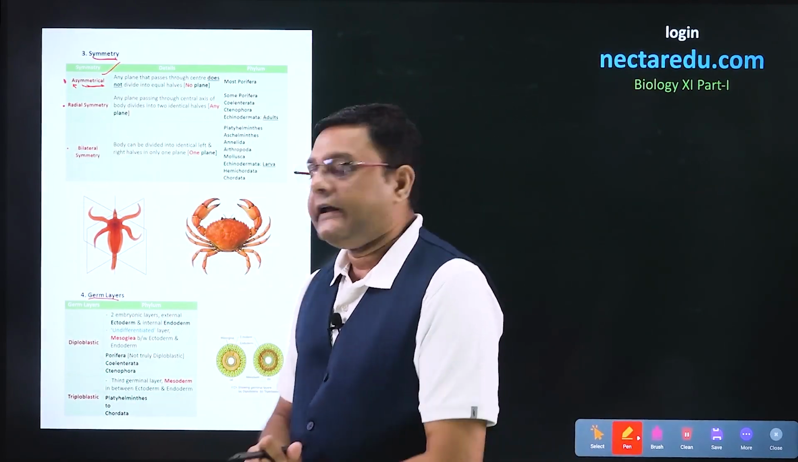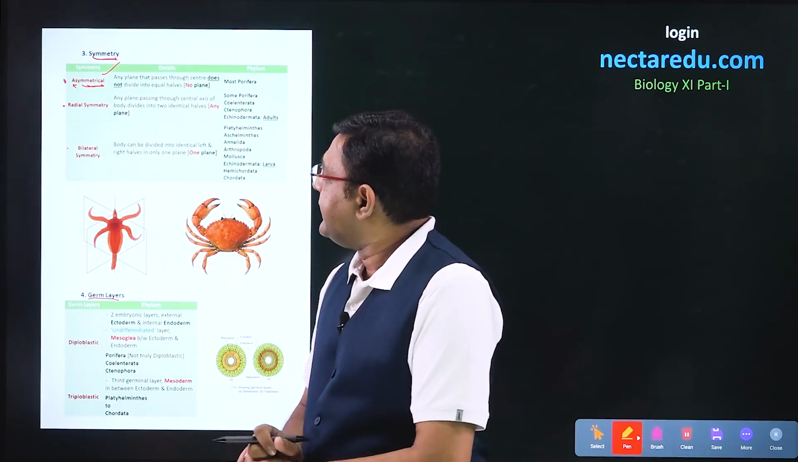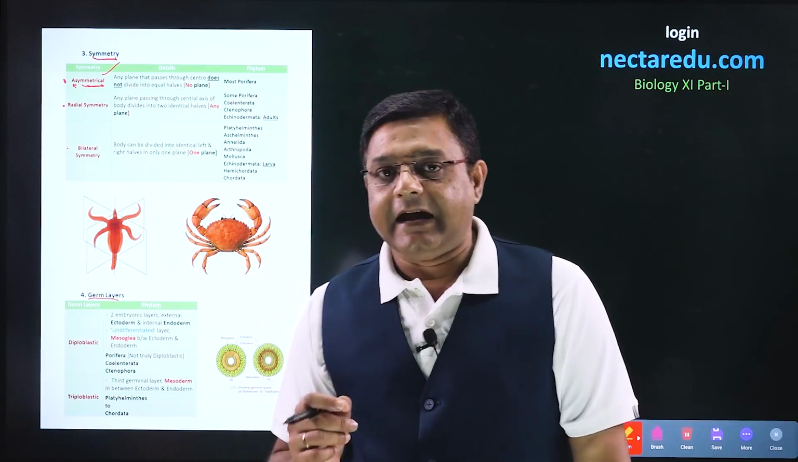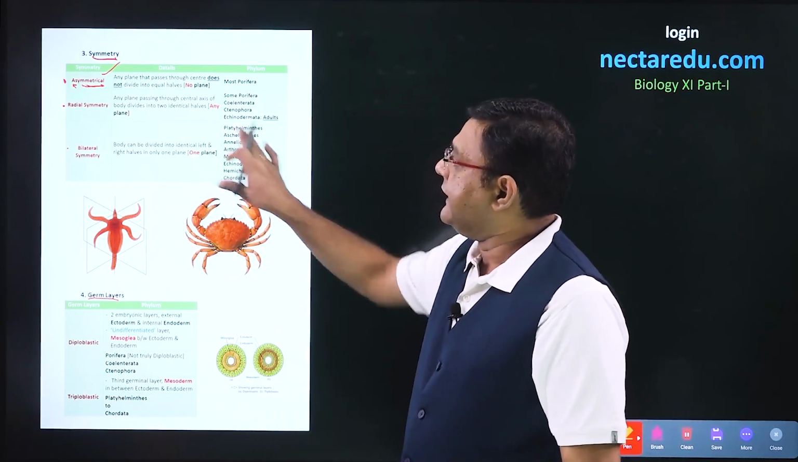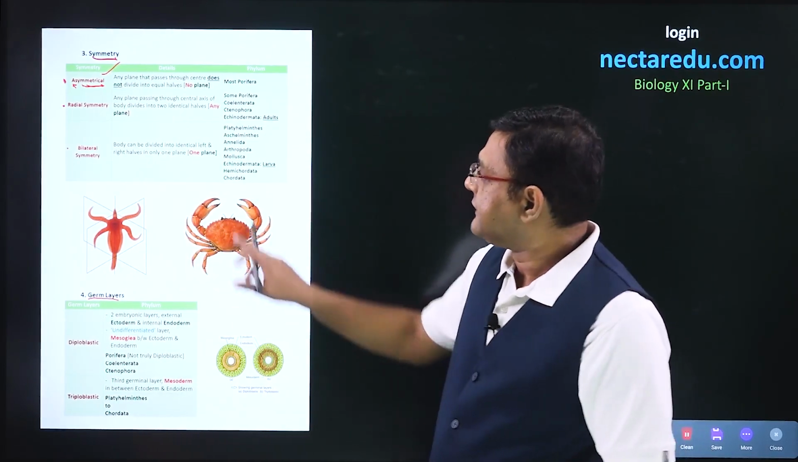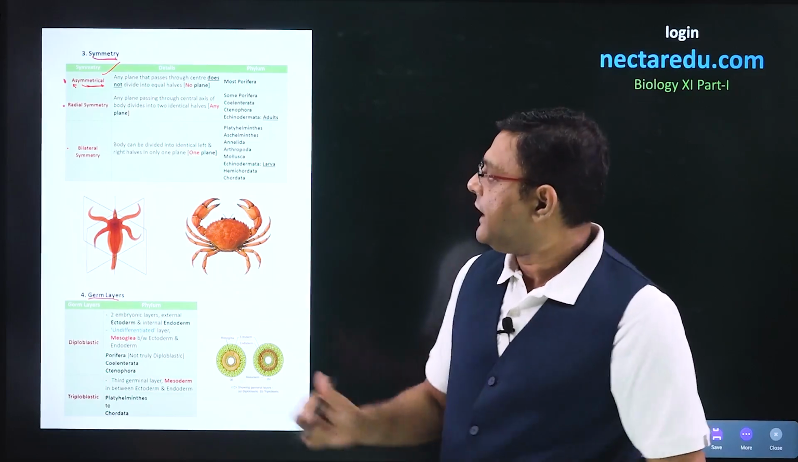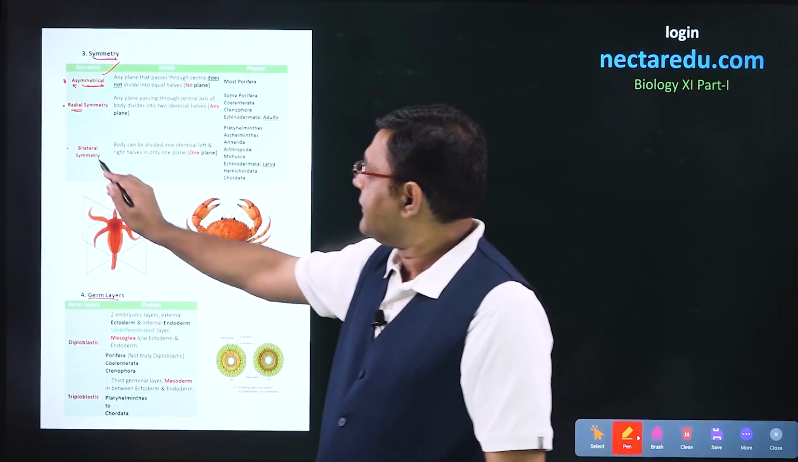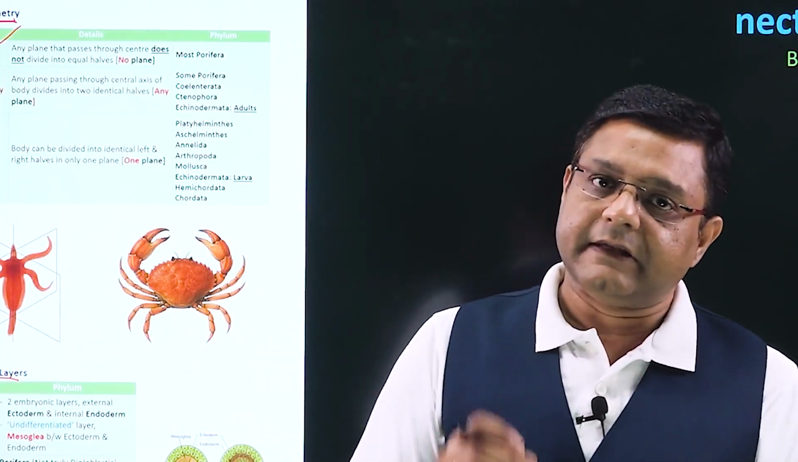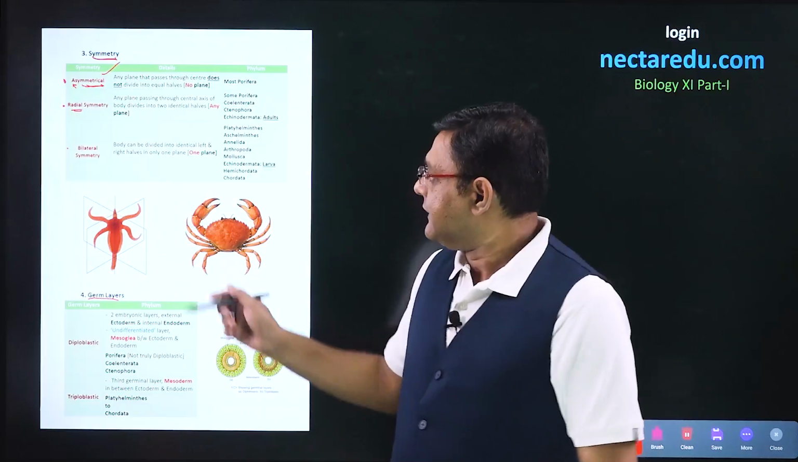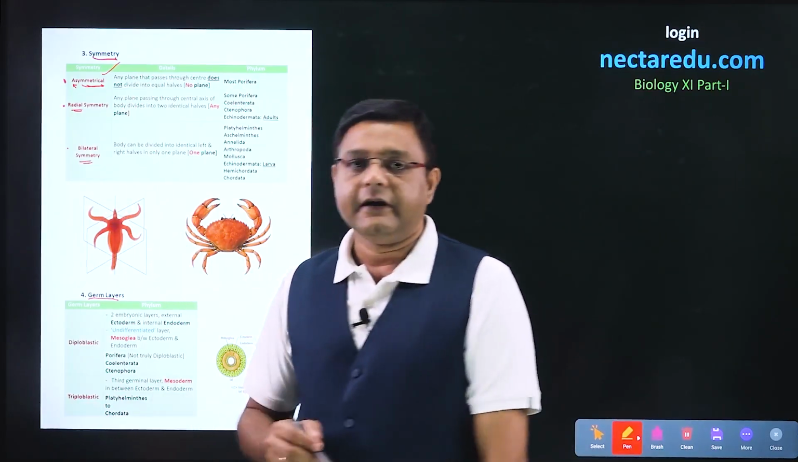The second is radial symmetry. In the case of radial symmetry, any plane which passes through the center will divide it into two identical halves. So, there can be any plane which passes, and it will divide it into two equal halves. This condition is called radial symmetry. Now, the third is bilateral symmetry. In this, if there is only one plane which passes through the center and divides it into two equal parts, then we call it bilateral symmetry.